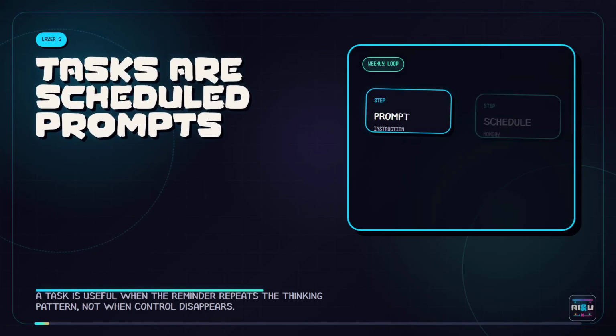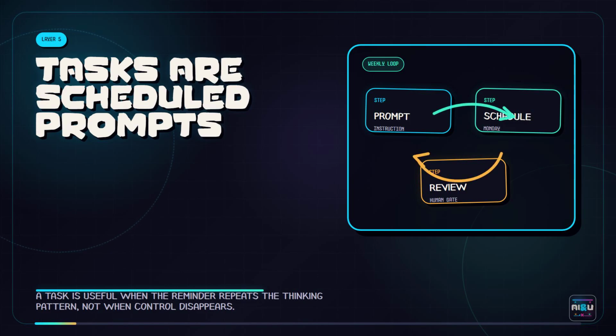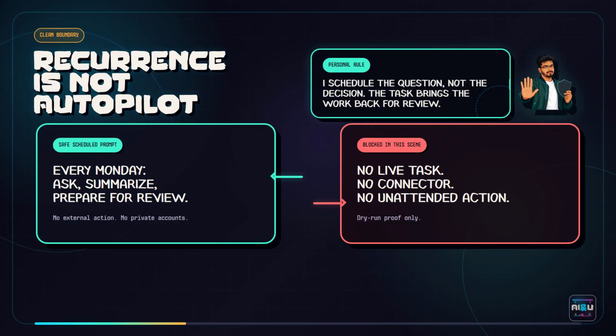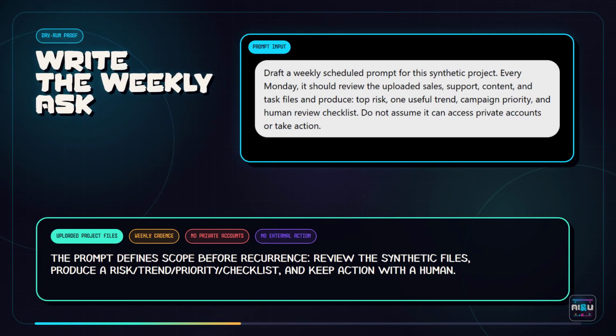Are tasks automations or just scheduled prompts? Tasks are easy to misunderstand. The clean mental model is a task is a scheduled prompt. It is useful when you want ChatGPT to remind you, check something, or run a lightweight recurring instruction where the product supports it. It is not a replacement for a full automation system.